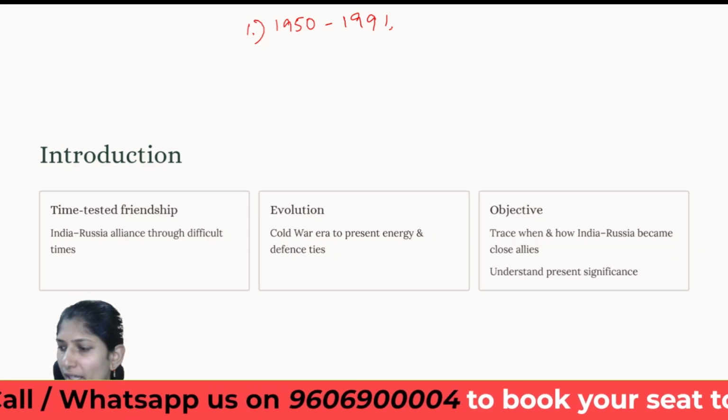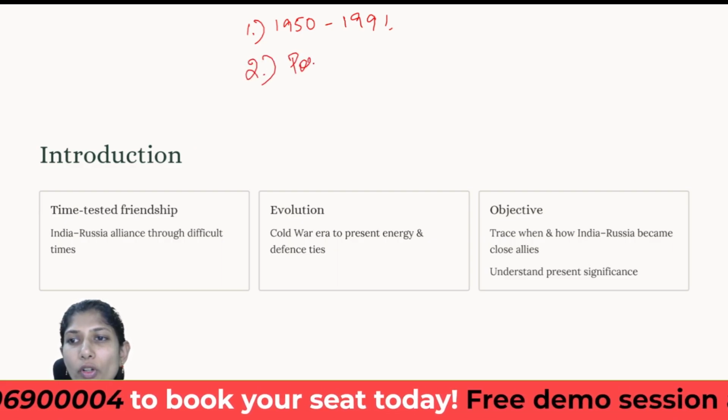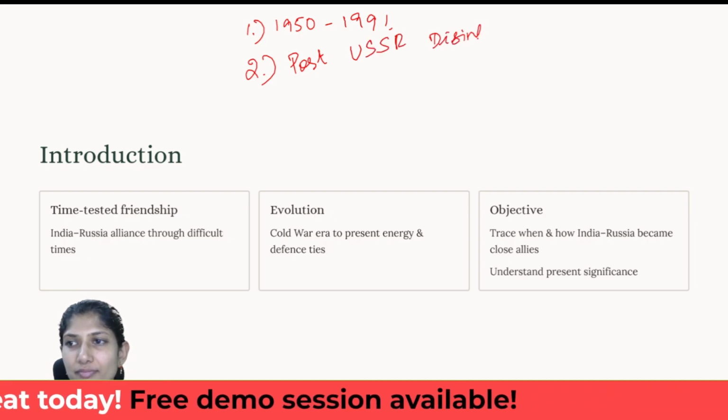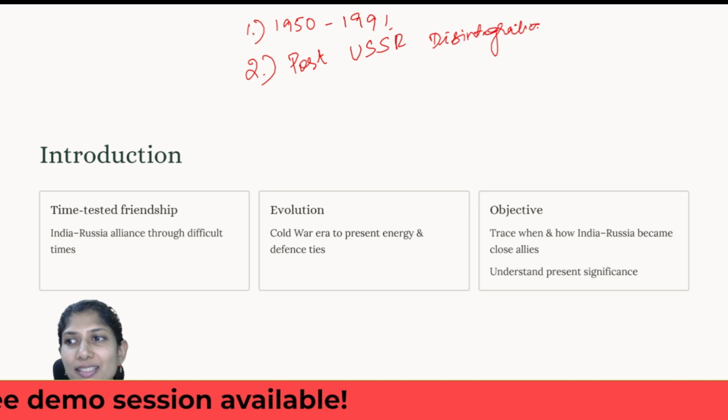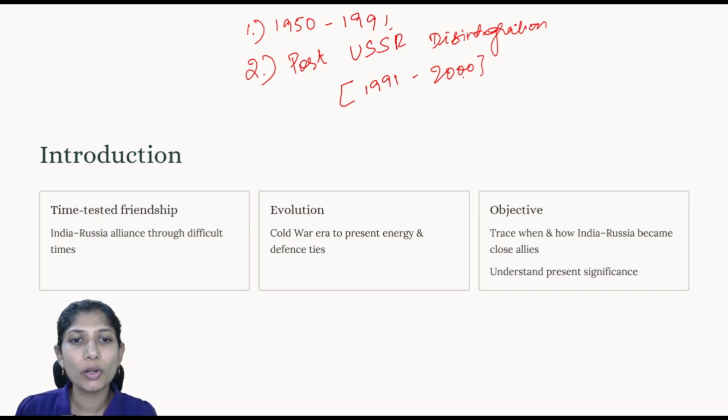If the first phase is 1950 to 1991, the second is post the USSR disintegration, which means the decade of 1991 to 2000. We had to make a good amount of adjustment, as the USSR disintegrated and Russia was there, and we had to recalibrate our relationship to sustain. This was to sustain initially defense and strategic ties.